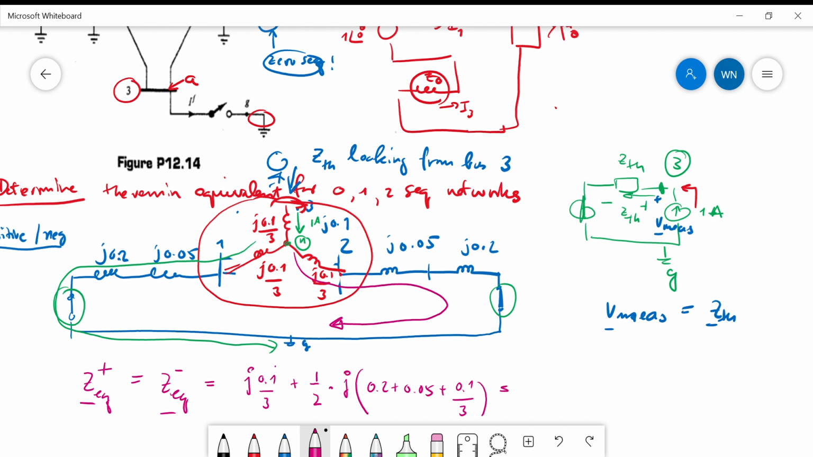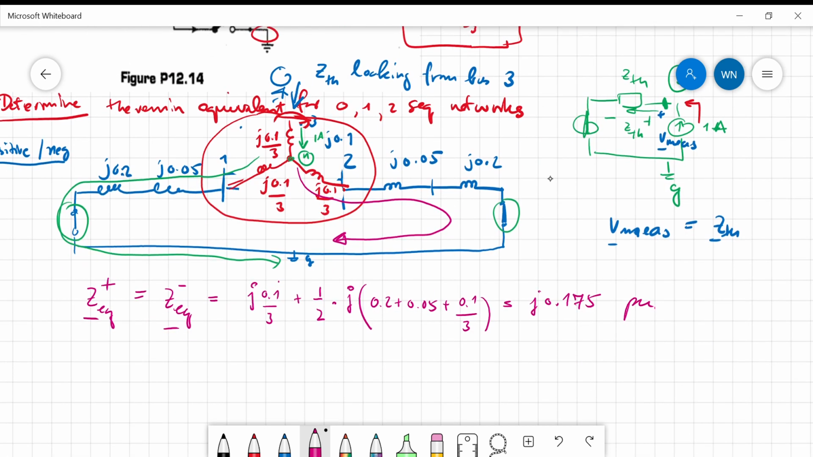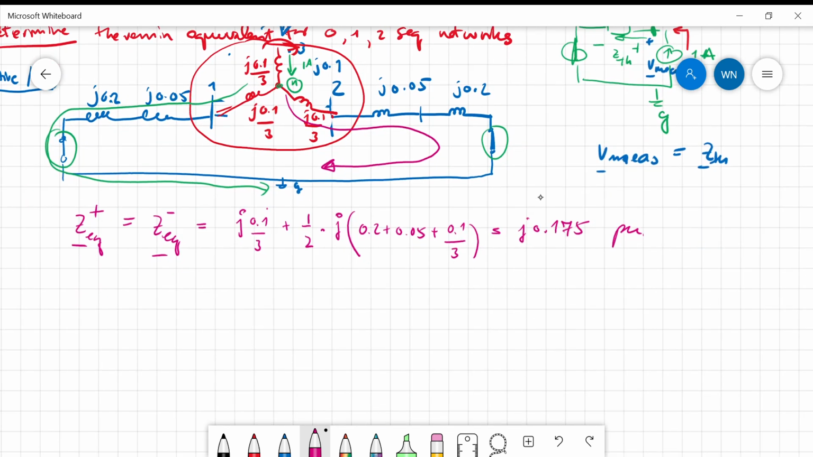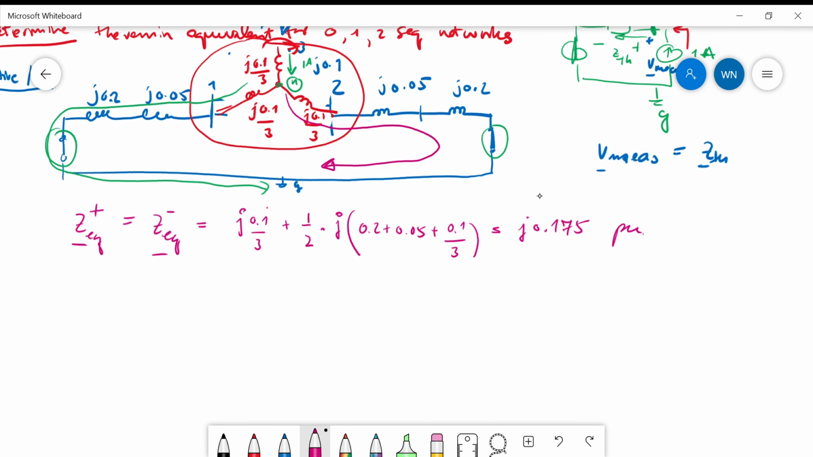In this case, I will leave this for your own calculations. If you hit the calculator, this should be 0.175 pu. All right, 0.175 pu. Okay. Now, I think it's pretty simple, right?